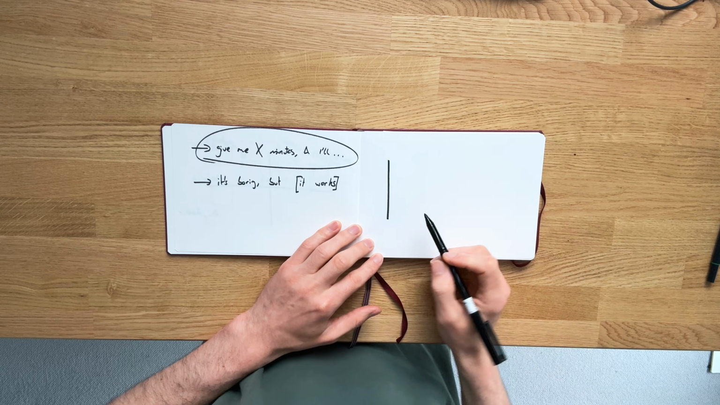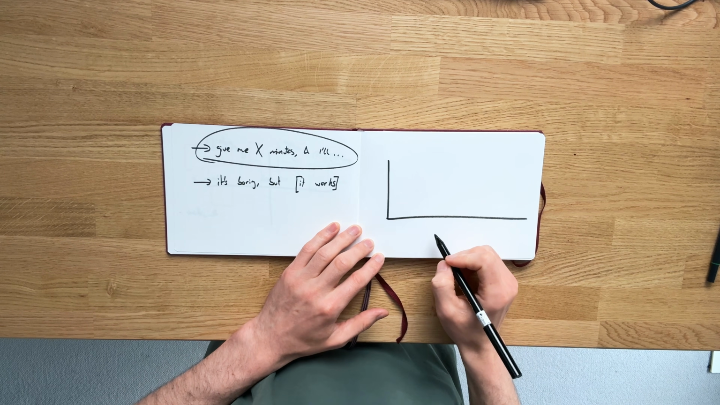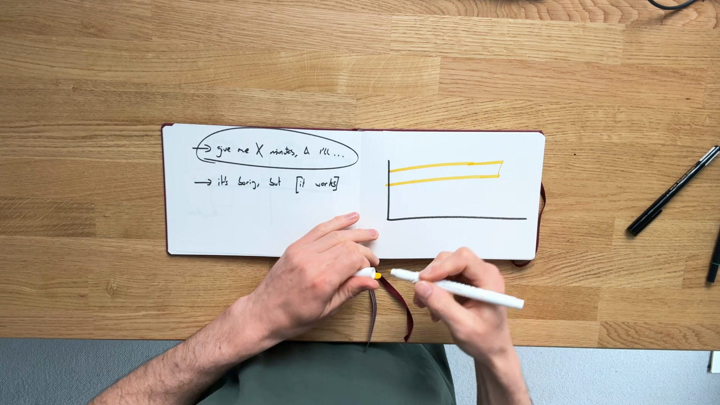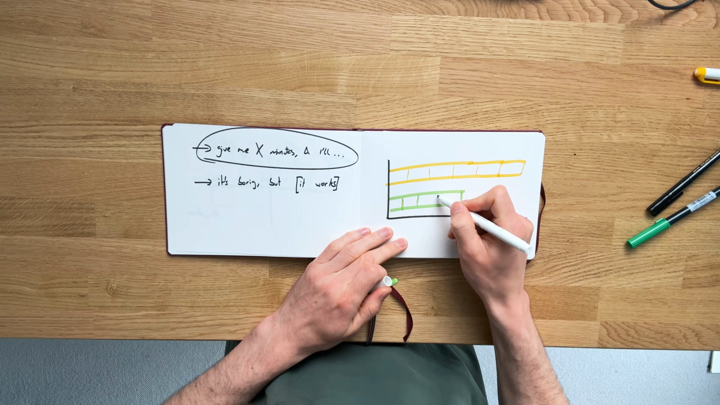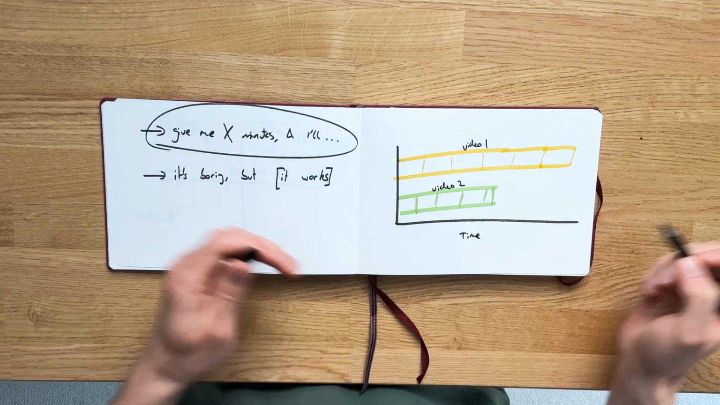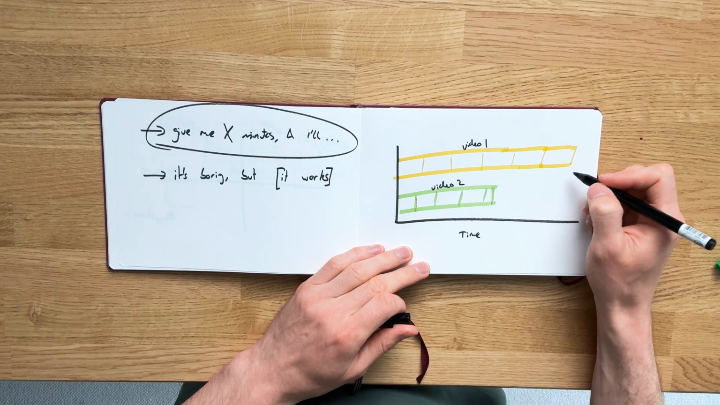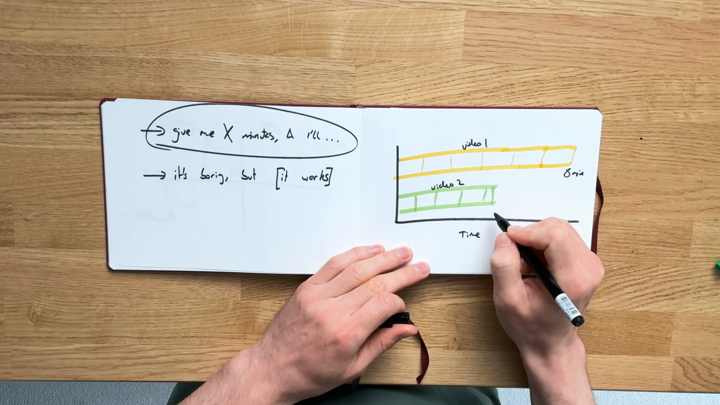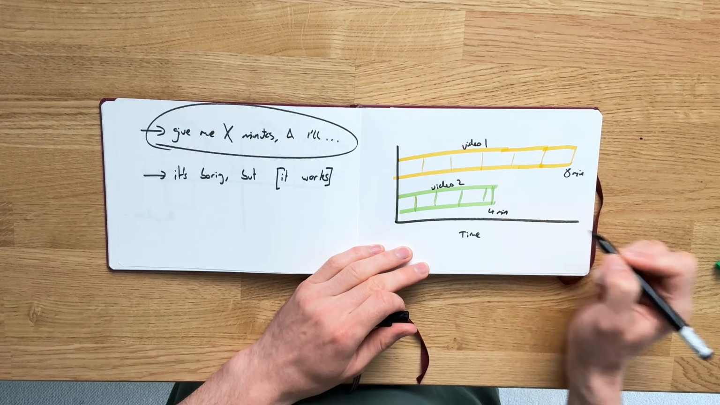So here's our video timeline. So here's video 1 and here's video 2. Can you guess what this axis here represents? If you guessed it, you're sharp. It's time. So what happened? Video 1 was about 8 minutes long. Video 2 was, I think, just over 4 minutes long.